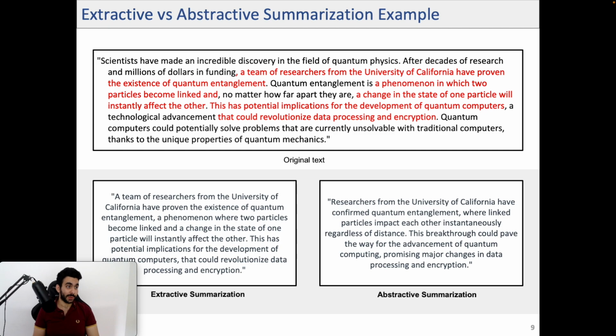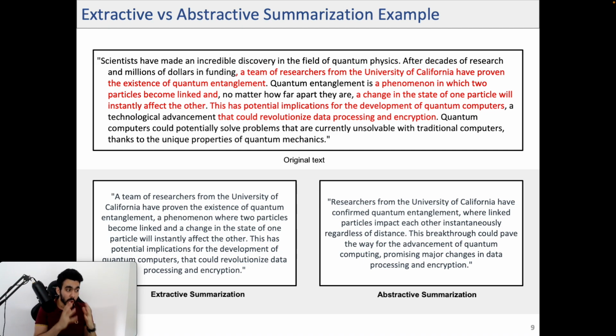Coming to an example out here, that's the original text to start. I don't have to read all of this, but if you see out here, the extractive summary gets the sentences which it thinks are important, like the red sentence, a team of researchers from the University of California, blah, blah, blah, and then a phenomenon in which two particles become linked, and so on and so forth. It binds them together, puts them into a paragraph, and that's the extractive summary.